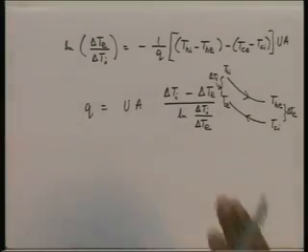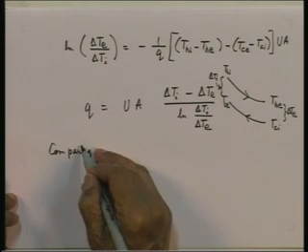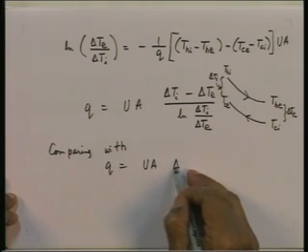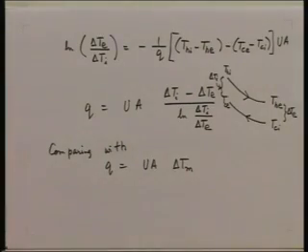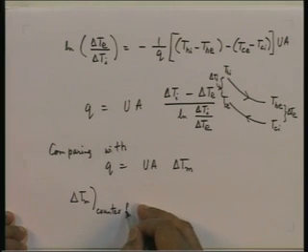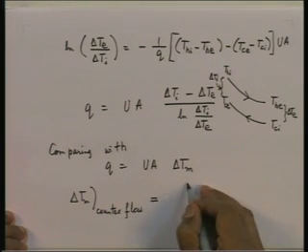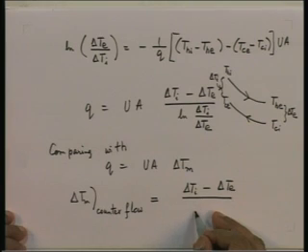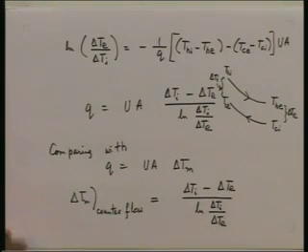Now, if I again compare with our general performance equation, q is equal to U A delta Tm for any direct transfer type heat exchanger, I will get delta Tm in counter flow is equal to delta Ti minus delta Te divided by the logarithm to the base e delta Ti by delta Te, where delta Ti and delta Te are as defined just a moment ago.